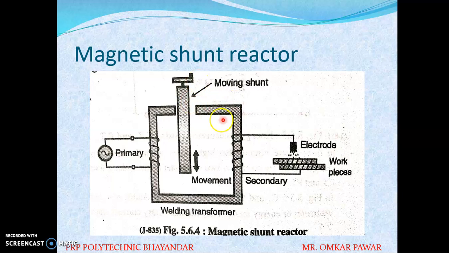And in a magnetic shunt reactor, a moving shunt is placed between the core. In order to give larger current, we insert the moving shunt in the downward direction into the core, so that the maximum flux is linked to the secondary side and the current will be high. But in order to reduce the current, we take out the moving shunt.